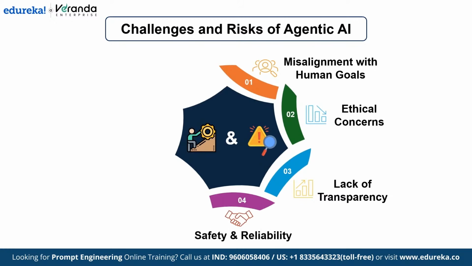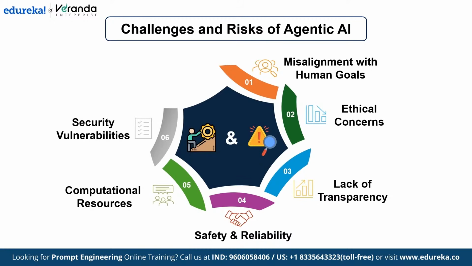Ensuring safety and reliability is another challenge, as AI systems must operate effectively in unpredictable environments, such as autonomous drones encountering extreme weather or medical failures. Additionally, agentic AI systems often require substantial computational resources, making their deployment costly, as seen in advanced robotics and self-driving cars. Security vulnerabilities pose further risk, as autonomous systems could be targeted by cyber attacks, potentially leading to harmful consequences like the manipulation of autonomous vehicles.